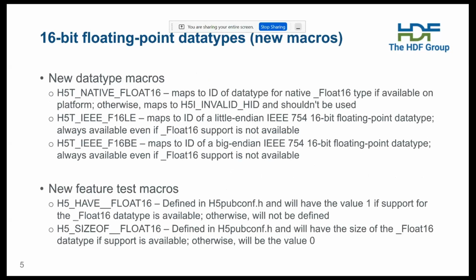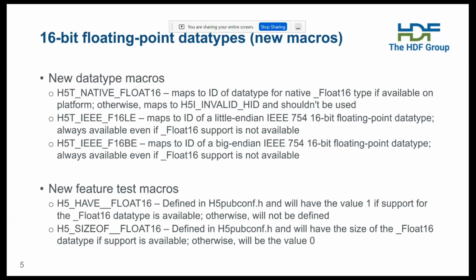So with the support, we added in some new macros to the library. This H5T_NATIVE_FLOAT16 macro maps to the ID of the data type for the float16 type. And if you have support on your platform, this macro will be available. Otherwise, it maps to an invalid ID, and you shouldn't use it in your application. And then we also added 2 other macros here, which are standard data types for float16 data types in little or big endian order. And these data types are always available, even if your platform doesn't have float16 support.